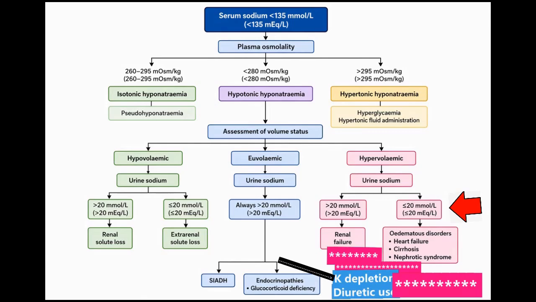Urine sodium less than 20 mmol per liter. The kidneys are functioning appropriately and are trying to conserve sodium. Think of edematous disorders such as heart failure, liver cirrhosis, nephrotic syndrome. These conditions reduce the effective arterial blood volume, stimulating ADH and aldosterone, which promote water retention and dilutional hyponatremia.